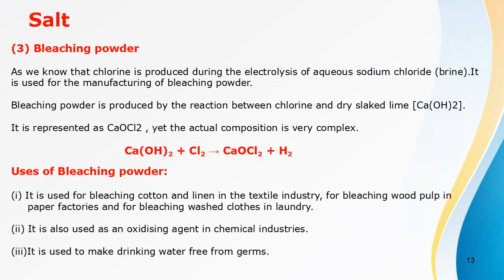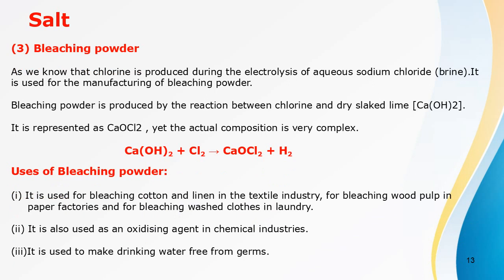Bleaching powder. As we know, chlorine is produced during the electrolysis of aqueous sodium chloride, brine, and it is used for the manufacturing of bleaching powder. Bleaching powder is produced by the reaction between chlorine and dry slaked lime. It is represented as CaOCl2, yet the actual composition is very complex.